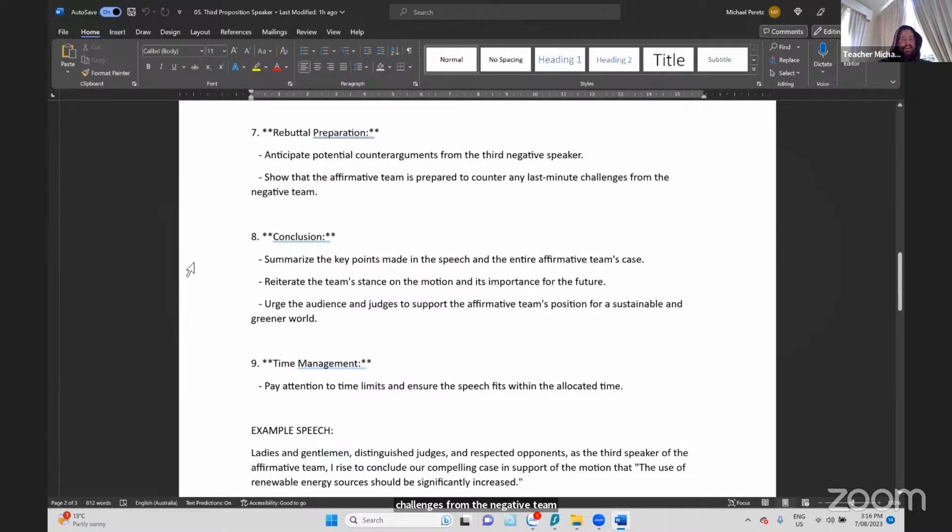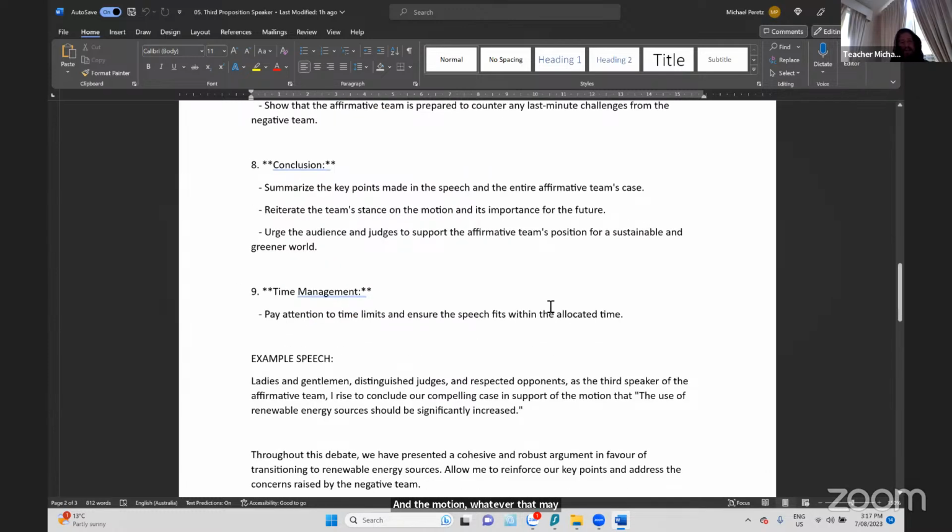And in conclusion, again, summarize the key points made in the speech by the entire affirmative team. You need to once more finally reiterate your team's stance on the motion and its importance moving forward. And finally, you need to urge the audience and the judge to support your team's position and agree with the motion, whatever that may be.